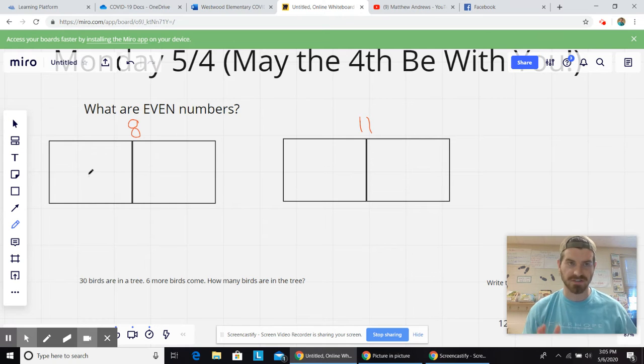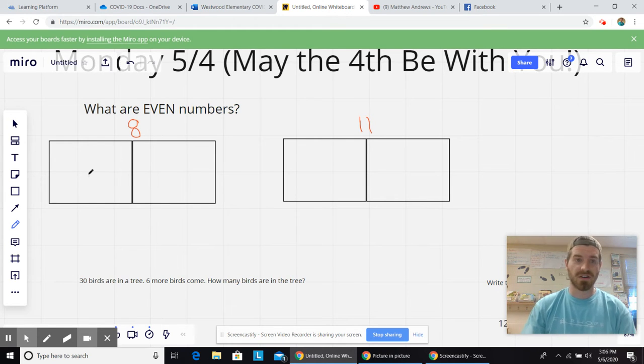For instance, if you had a number of kids, like 8 or 11, and you wanted to make two teams, and there was the same amount of kids on each team, if you're able to do that without anybody being left out, it's an even number. But if someone's left out, we call that being the odd man out.